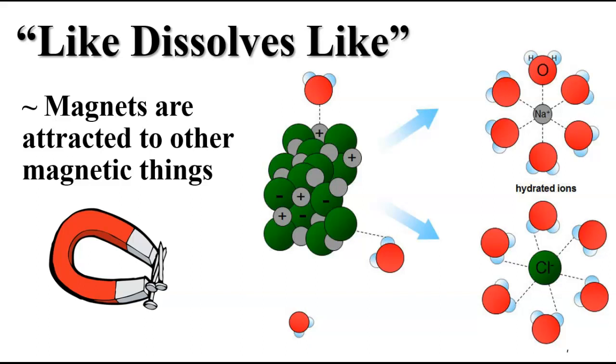Magnets are attracted to other magnetic things. So you're going to have the negative ends of oxygen in water surround this positive region, this positive sodium ion, and then the opposite. Your slightly positive hydrogen end of water will attract this negative chloride ion, okay?